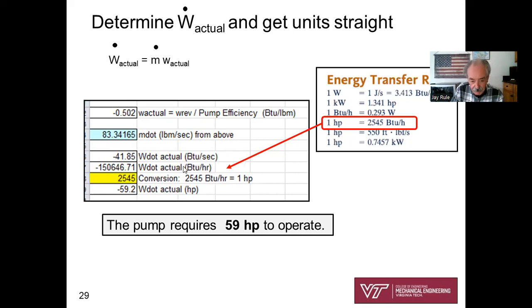Okay, so now I can visually see what I need to do. I need to take this big number divided by 2545 to get negative 59.2 horsepower. And if it's a test, I'm going to write out in a sentence: the pump requires 59 horsepower to operate. That's a good statement of pump power required. You see how, boy, you have to be very careful with these units to get things straight. It's very tough to do it all in one step. In my work, I have found that if I do things step by step by step, I can keep myself straight.